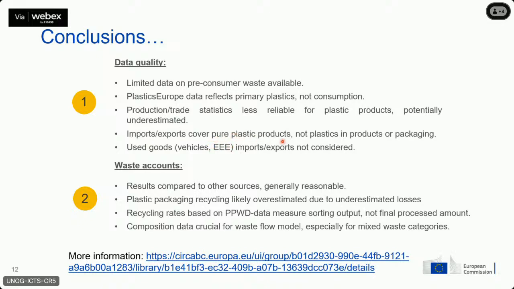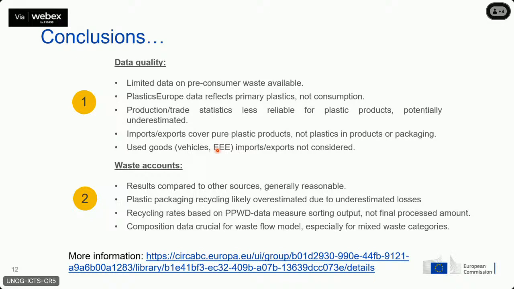The production and trade statistics are less reliable for plastic products and potentially underestimate plastics in products because, for instance, the plastic packaging is not included. So we have products made of plastic, but the plastic packaging, for instance, is not always measured accurately in production and trade statistics. Again, the imports and exports cover pure plastic products, but not the plastic in packaging. And this is a problem. We have to do coefficients to reconcile, etc.